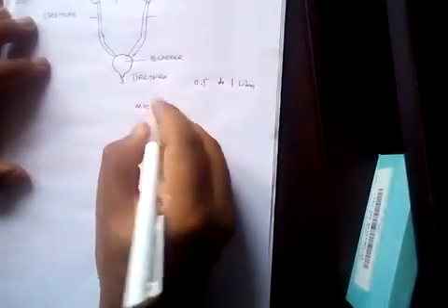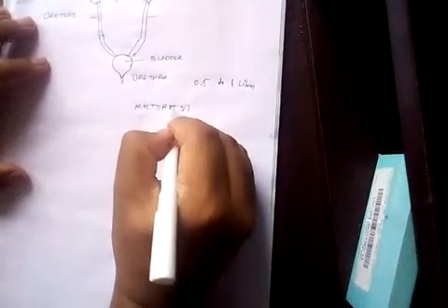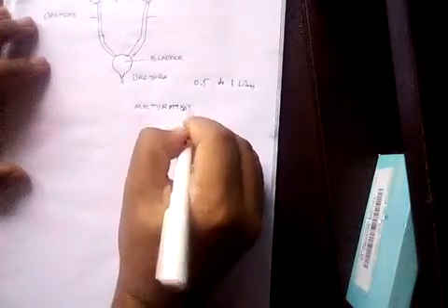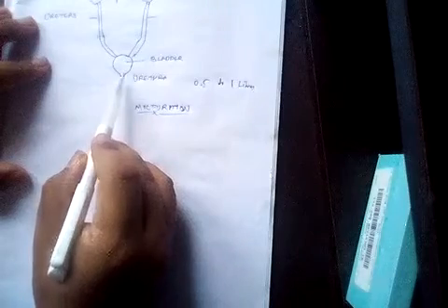M-I-C-T-U-R-I-T-I-O-N. Micturition is the process of releasing urine. So the urethra is the opening in the bladder through which urine comes out. This is how urine will be coming out from your body.